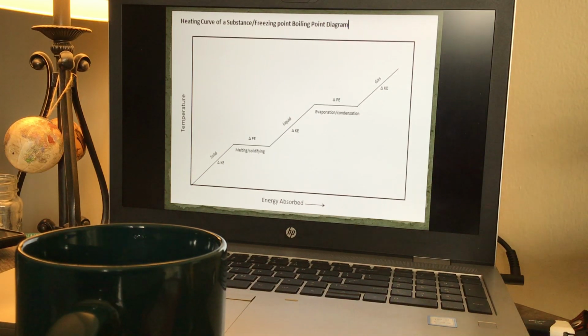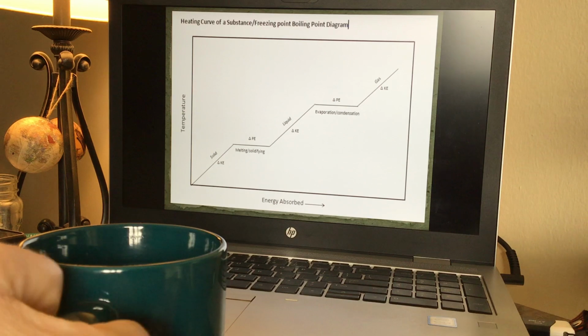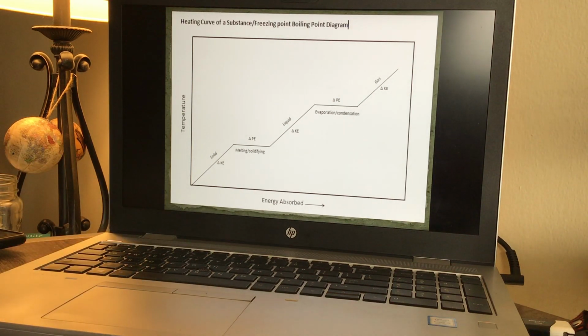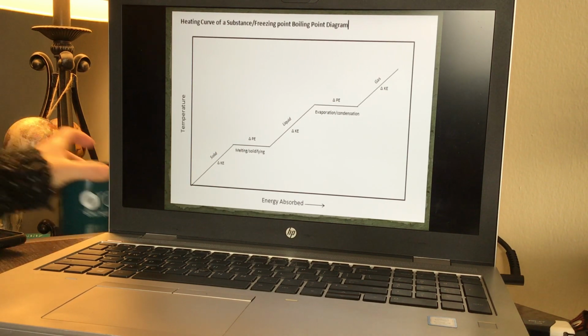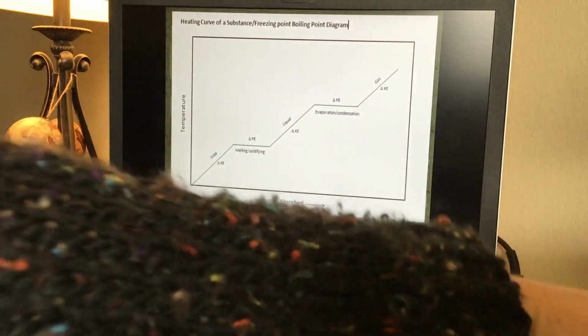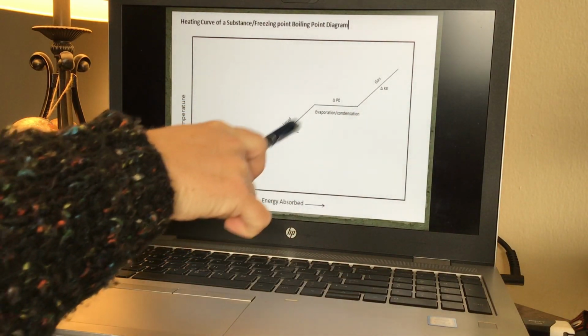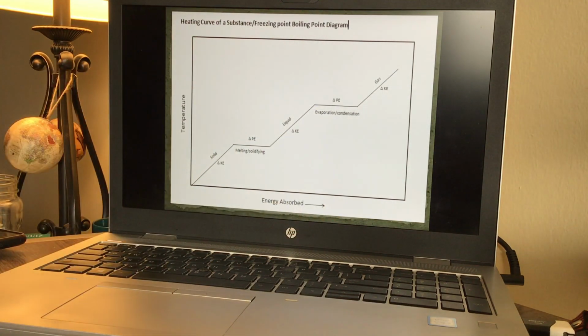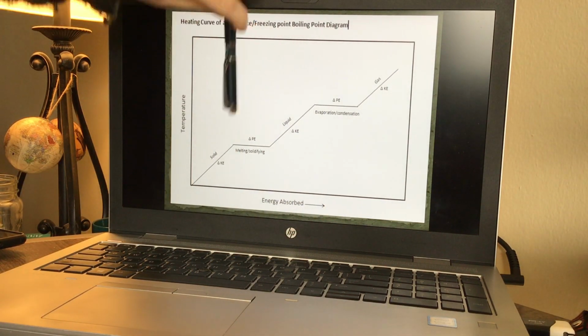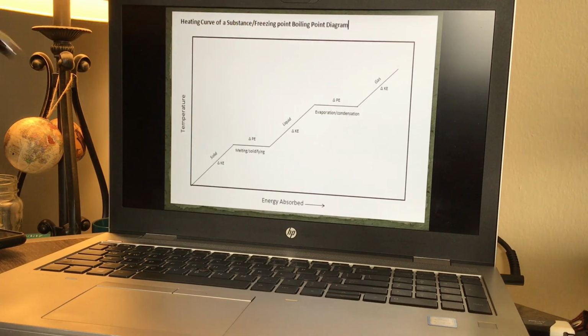Hey everyone, this video is about the heating and cooling curve of water, or just any substance in general. So I just wanted to go through and explain this to you guys. All right, so on this diagram, we can call this a little staircase diagram because you have the diagonal lines and then you have the flat lines, which would be like the top of a step.